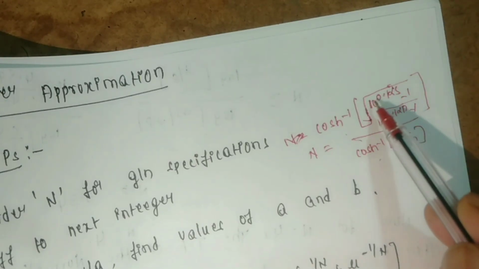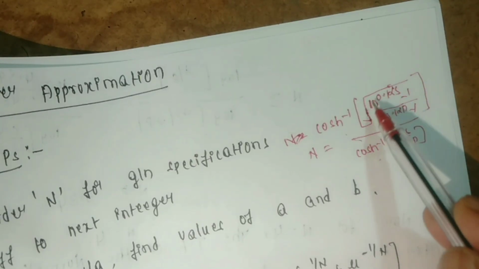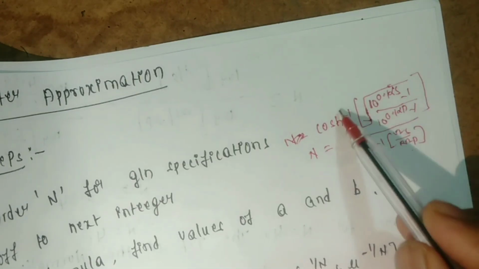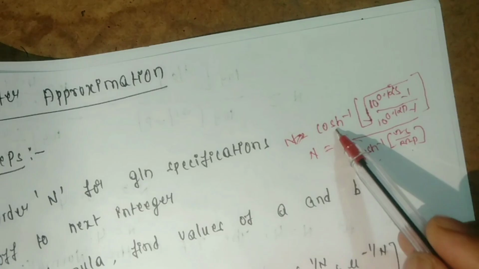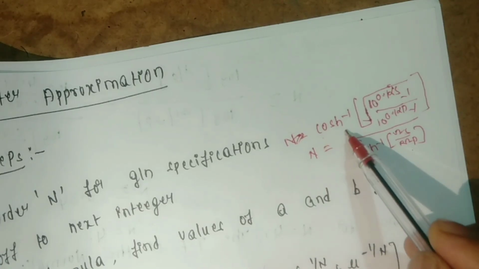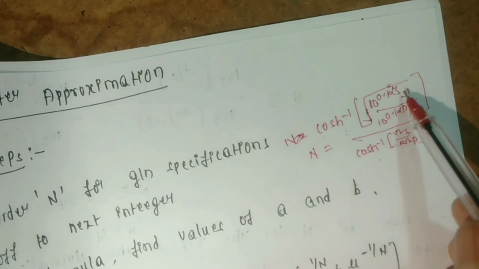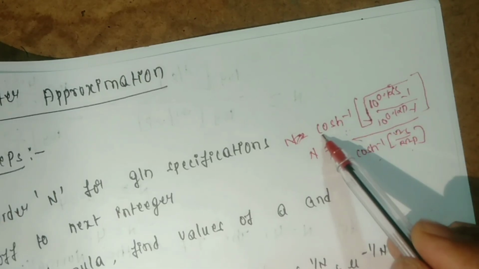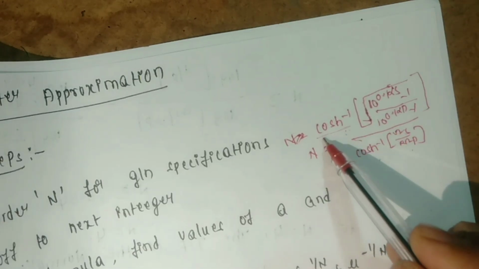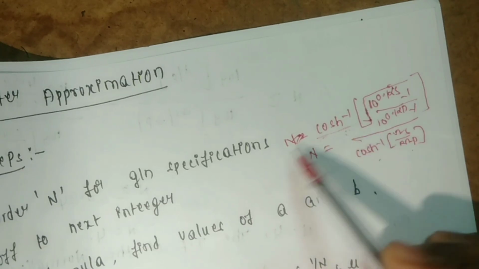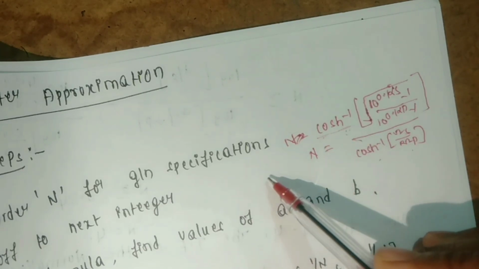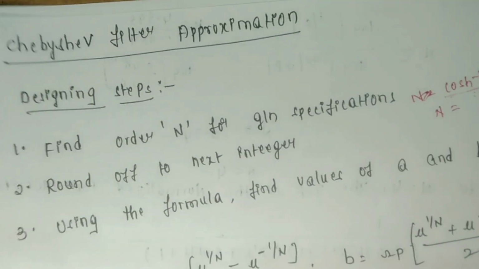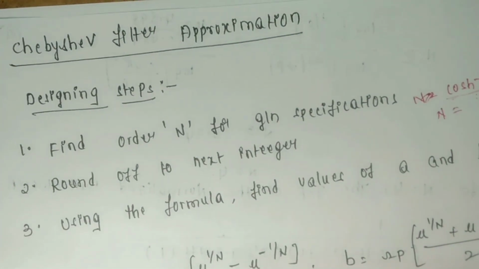Remembering this formula is very easy because we already practiced it for the Butterworth filter. In the Butterworth filter we use log, and in the Chebyshev filter, in place of log, we use cosh inverse. The rest of the formula is the same. This is the key point you have to remember. With this we have completed the Chebyshev filter design steps.